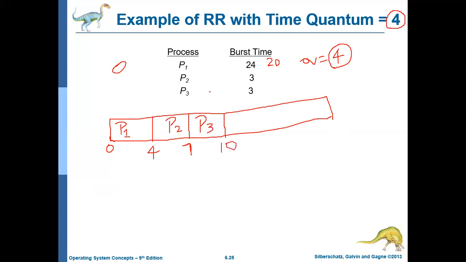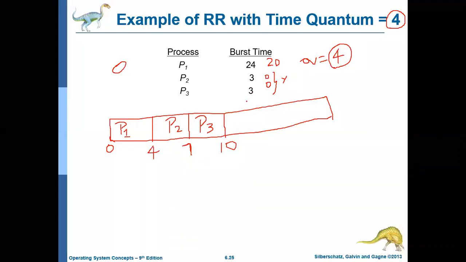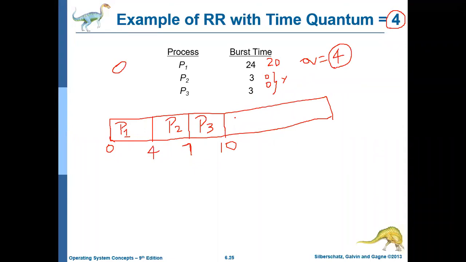Again the operating system will check the ready queue. P2 has completed, P3 is also completed. So these two processes have already finished, and only P1 is in the ready queue, waiting. So now the operating system will assign P1 to the CPU. P1 will execute for the next 4 milliseconds, that is up to the 14th millisecond.